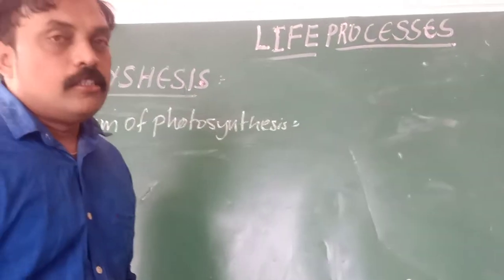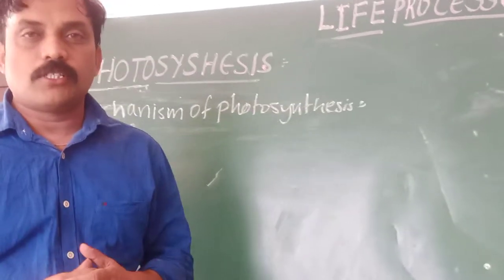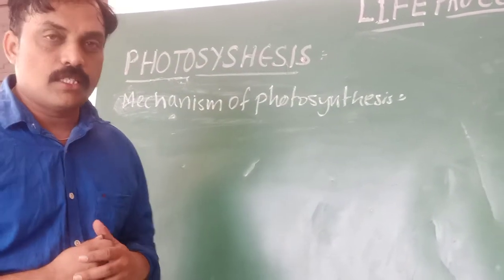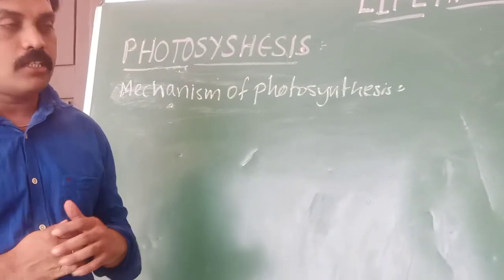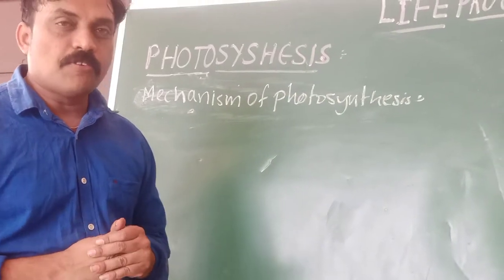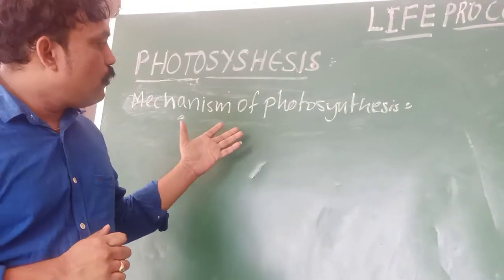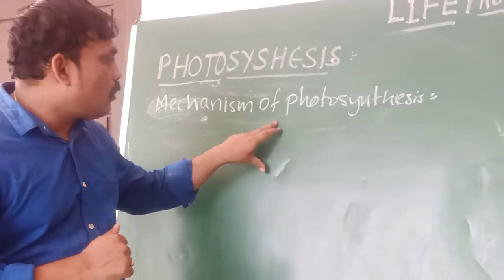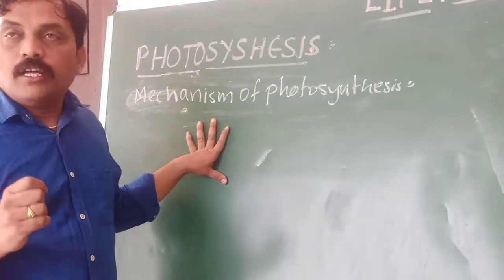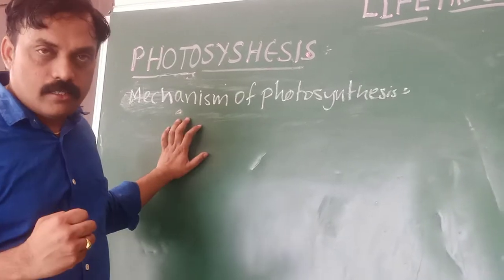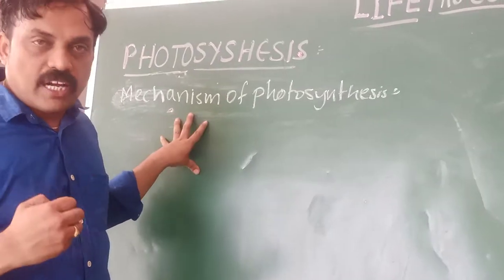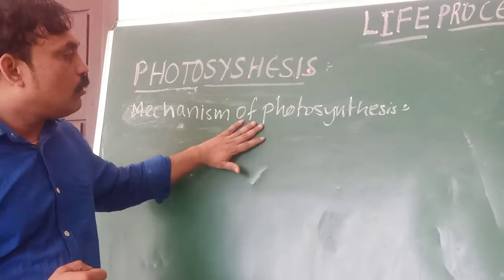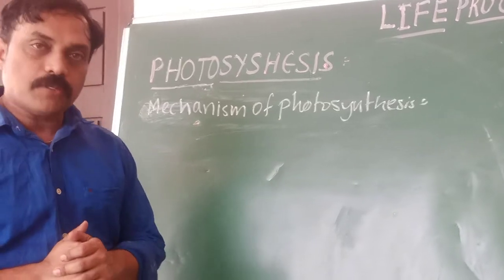Okay, hi. In the last class, we learned what photosynthesis is, the definitions of photosynthesis, the chemical equation of photosynthesis, and what the end products of photosynthesis are. Now we are going to discuss the mechanism of photosynthesis. This mechanism is not given in detail in 10th biology, it's just given in outlines only. We just have to discuss the outlines of the mechanism of photosynthesis.